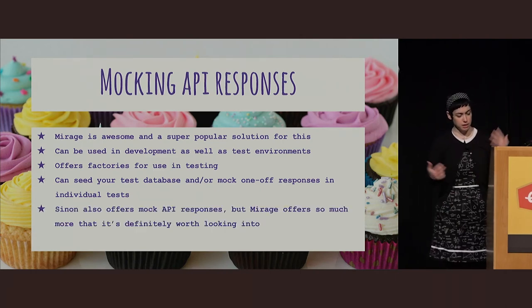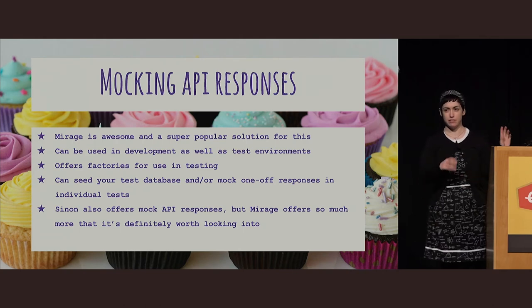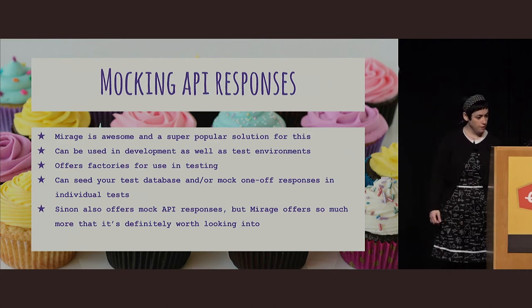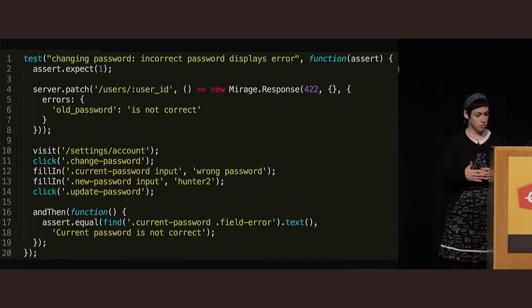Sign-on also offers mock API responses, but Mirage just offers so much more that it's definitely worth looking into. And like I said, you can use it in development. So if you don't have an API that's ready yet and you just want a mock API to work with in development, you can use it for that as well. It's awesome.